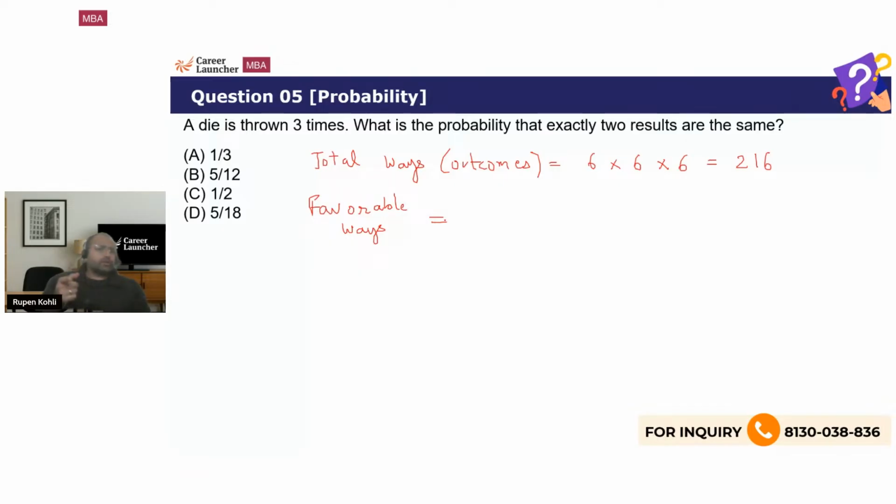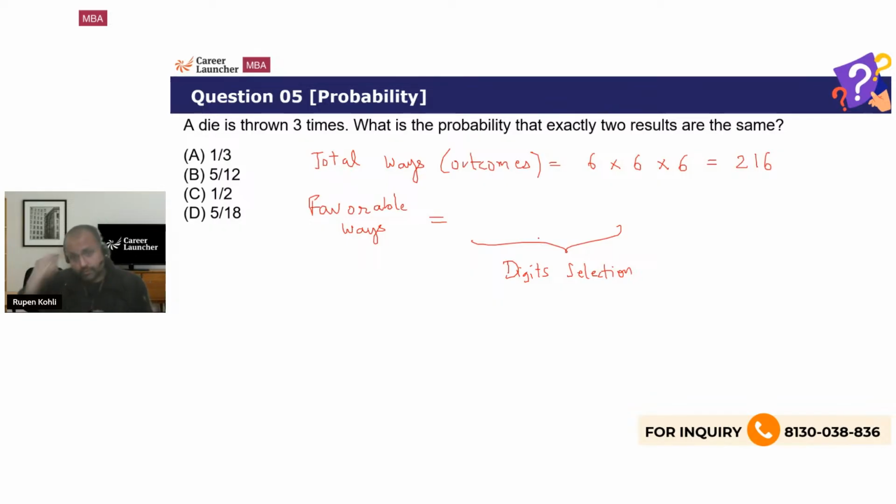Because in your total ways you have considered the three dice to be distinct. When you're doing 6 into 6 into 6, then you're saying that the first dice has 6 ways, second dice has 6 ways, third dice has 6 ways. You're considering each dice to be a distinct one. So it matters which dice has got what number. Order matters, right? You have considered the order when you're finding the total ways. So coming to the favorable ways, first deciding about which combination of digits will turn up.